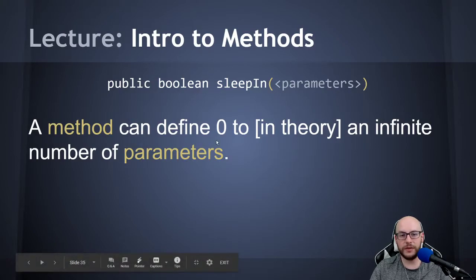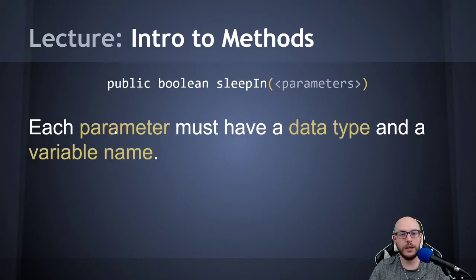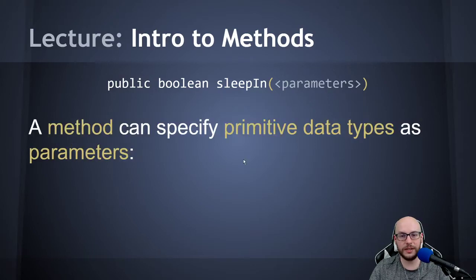A method can define, in theory, 0 to infinite number of parameters. The number is technically the max value of an integer, which is like 2.1 billion. I highly doubt that you will have that many parameters ever. That takes a lot of work to get to. When you get to like 3 and 4 parameters, that's actually a lot, right? You need that much input. But 0, 1, 2 parameters, very common. Each parameter must have a data type and a variable name.